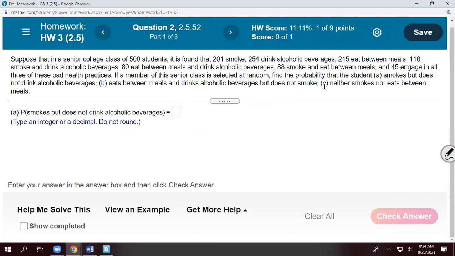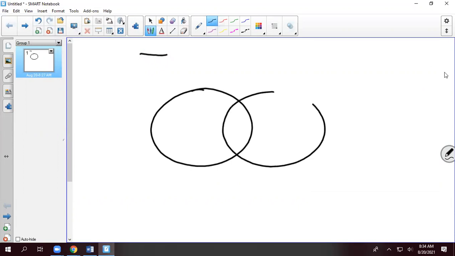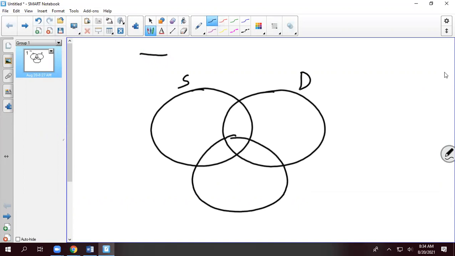So a lot of times it helps if we draw a Venn diagram in such problems. That's not the only way, but that's one of the ways, which sometimes is very convenient. So we have three things: smoking, drinking, and eating between the meals. If you draw the Venn diagram, you need three circles. Smoking is the left circle, drinking is the right circle, and eating between the meals is the bottom circle.